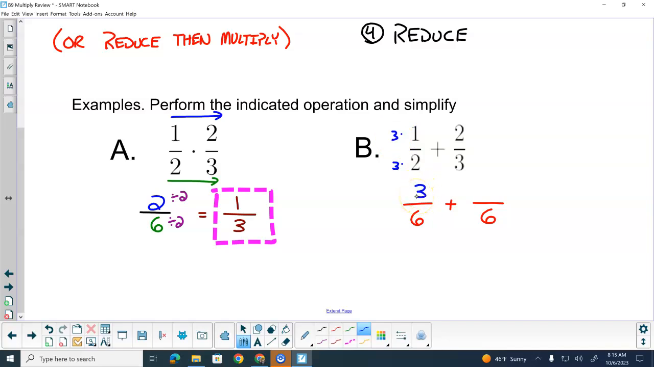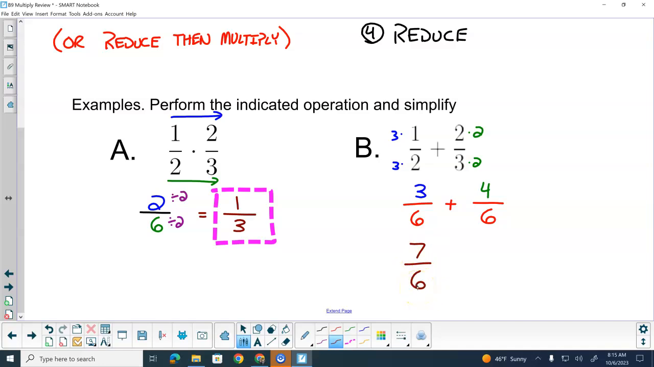So this is that step number 2 where we got to adjust those fractions. And 3 times what gets me 6? 3 times 2 there, so I got to multiply by 2. 2 times 2 is 4. Okay. Now I can add the tops. 3 plus 4 is 7, and that's all going to be over 6.